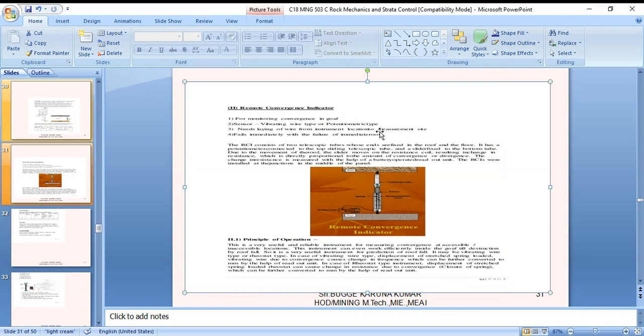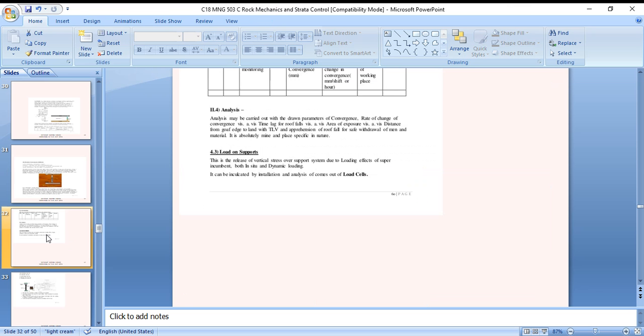For monitoring of convergence in a GOF between the roof and floor, how much convergence is going on, vibrating wire type or pot meter type, photo type meter, buying wire from the instruments, location of measurement sites, falling immediately within the failure of the immediate roof. This is indicating the principal operation of the remote convergence indicator.